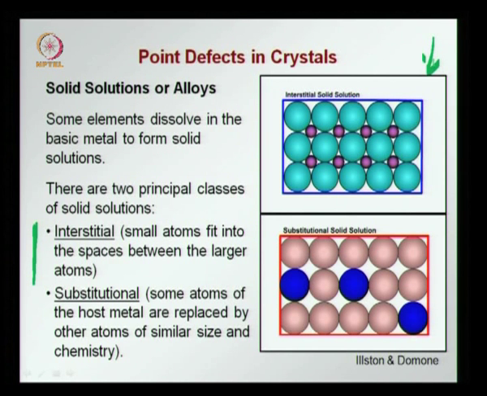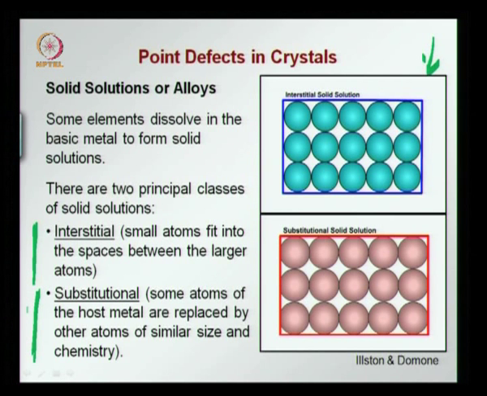Then we have the substitutional type of defect, which you see in the bottom of the screen, where you have the blue atoms substituting some of the purple atoms. So here in the substitutional defects, we see that some atoms of the base material or the host material are replaced by atoms of similar size and chemistry.